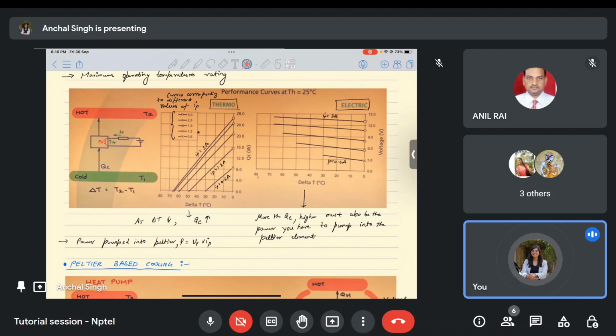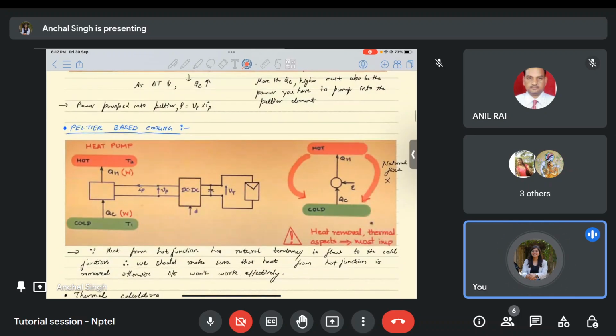As the delta T value decreases, the QC that can be pumped from the module increases. So as we reduce delta T, the QC that we can pump increases. This is what we can conclude from the thermal curve. From the electric curve, the more QC, the higher the power you have to provide. The more heat you want to pump, the more electrical power you have to give. Electrical power is the product of voltage and current, so you will have to give higher voltage and current.